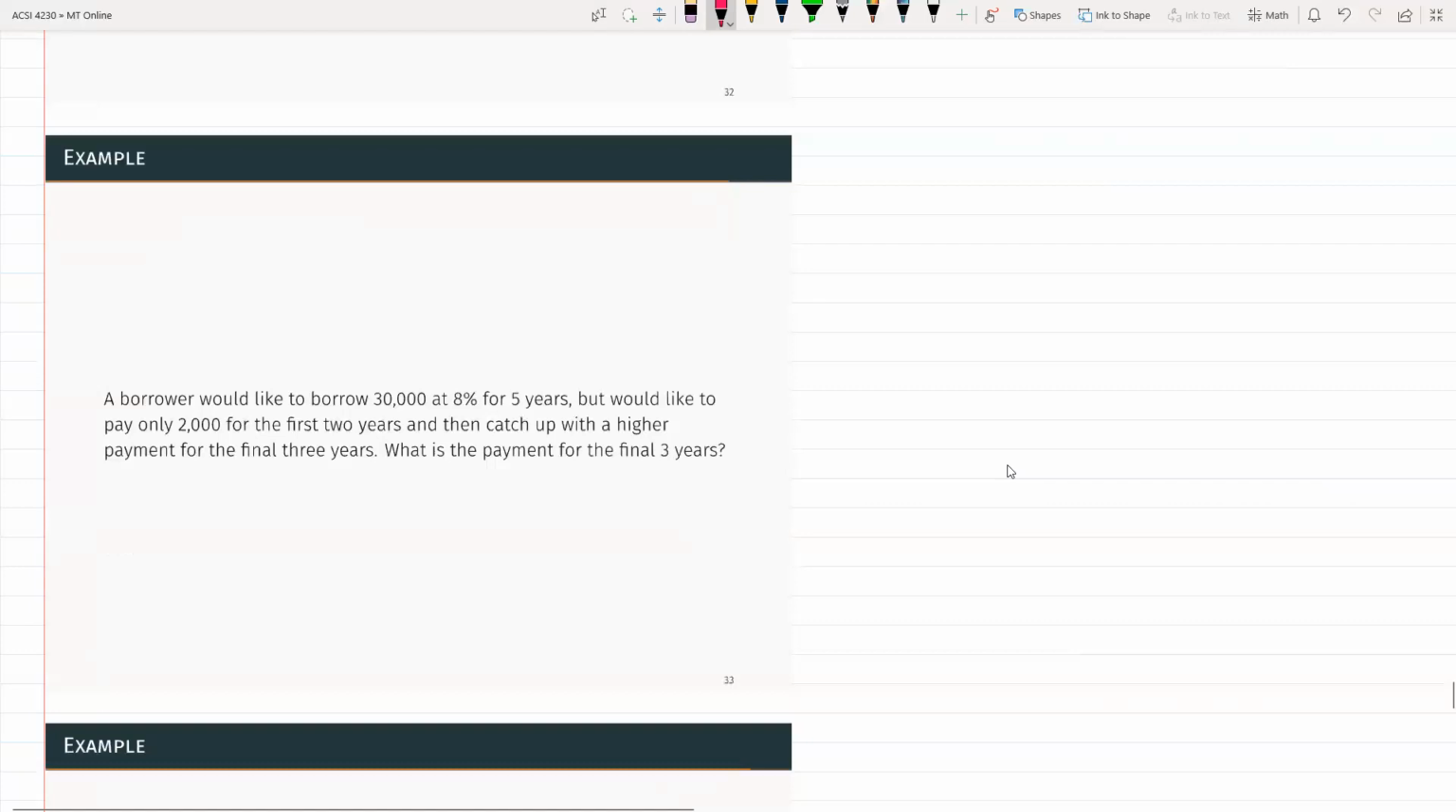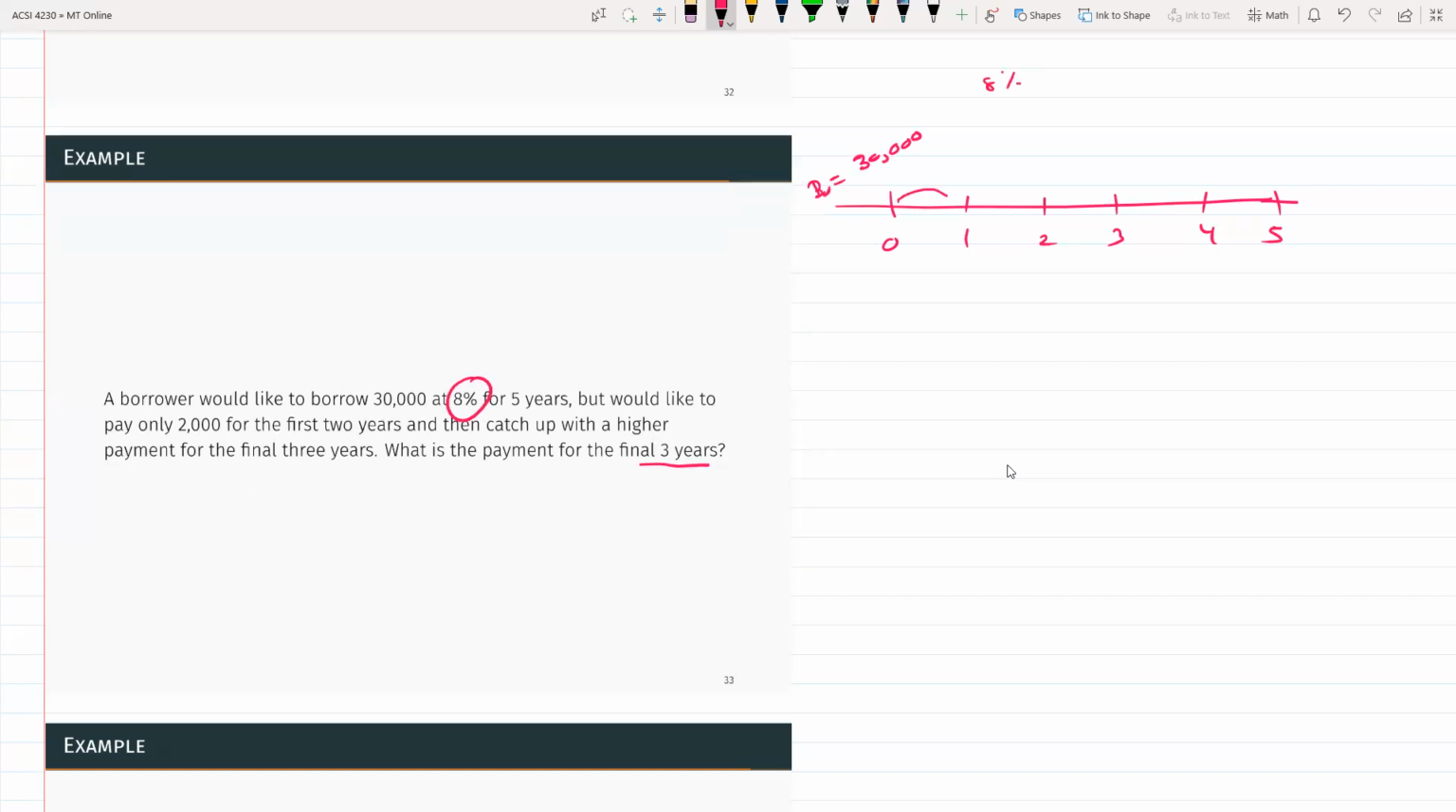So here's an example. A borrower would like to borrow 30,000 at 8% for 5 years, but would like to pay only 2,000 for the first 2 years and then catch up with the higher payment for the final 3 years. What is the payment for the final 3 years? So let's draw the timeline to understand what's happening. The initial balance is 30,000, and the rate we are using is 8%. So at the end of year one, what is the interest due?